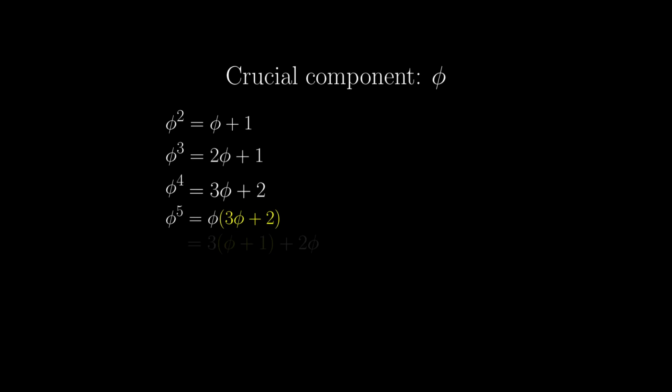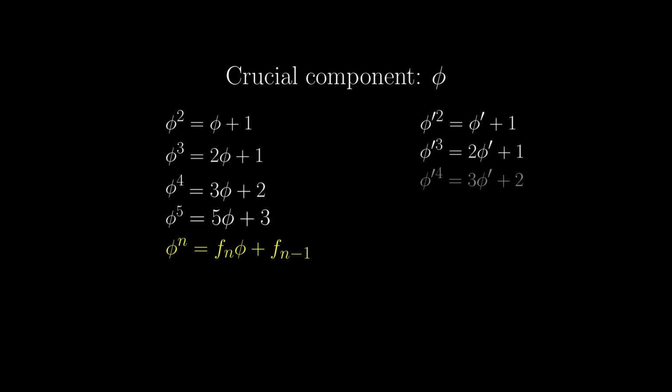The coefficient before phi as well as the constant term would be Fibonacci numbers. You can use mathematical induction to prove this more rigorously. What's more interesting is that apart from the golden ratio, there should also be another root of the quadratic equation, which we will call phi dash. Since everything we have done is only based on that quadratic equation, we should also have the corresponding equation for phi dash. That means we should see a similar pattern for phi dash.